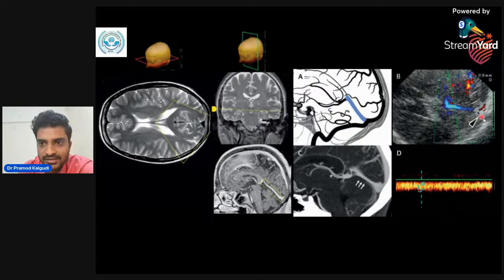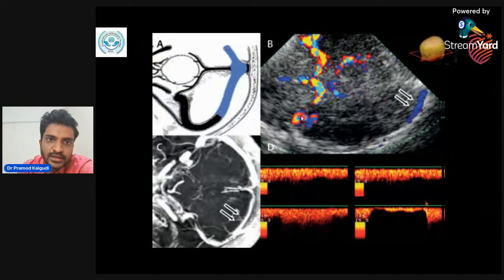So as I said, it descends downwards, it carries blood away from you. So the probe is here, you see something moving away from you is blue in color. You put the pulse wave Doppler and you see the velocities again. With that, we'll see how we see the transverse sinus.